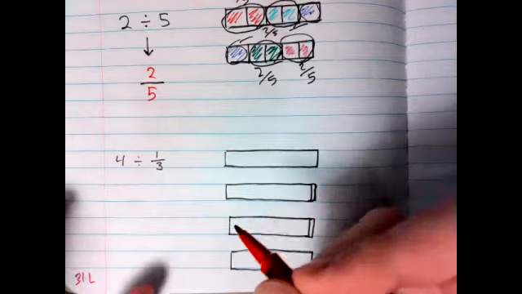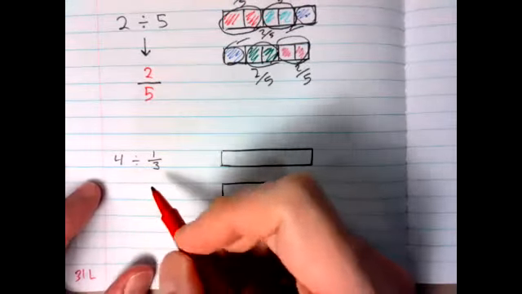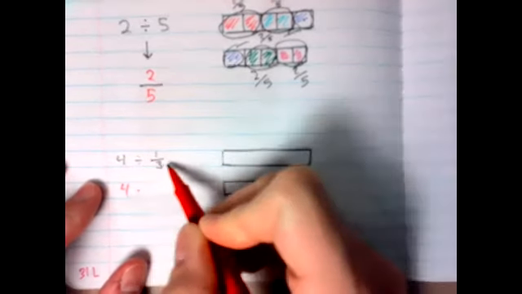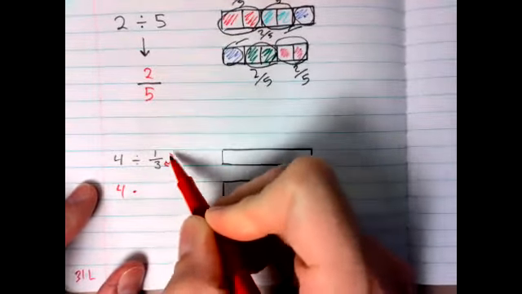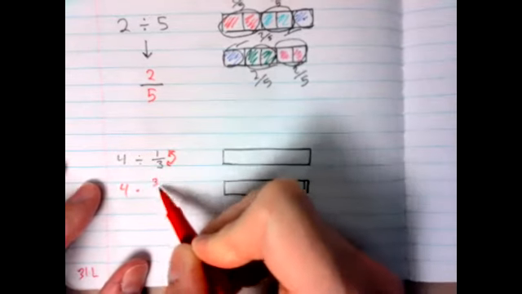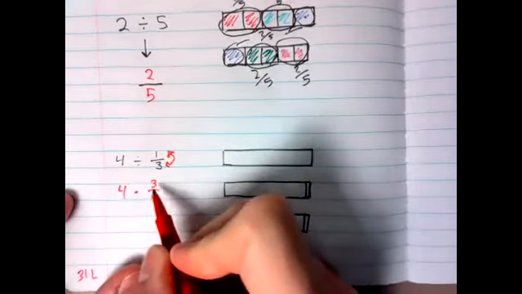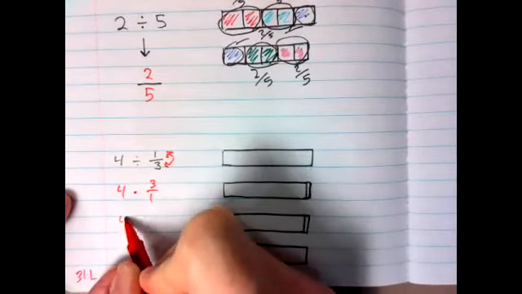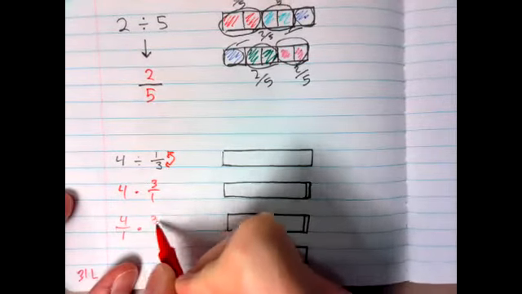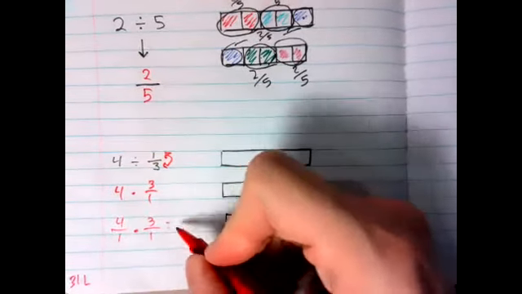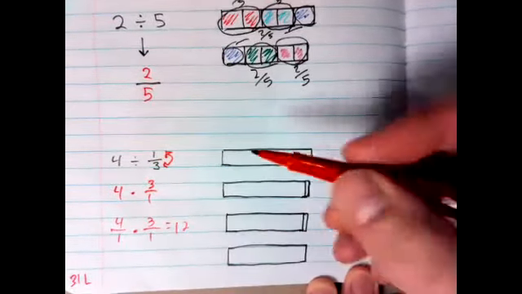So in the last lesson, we talked about it being the same as multiplying. So 4 divided by 1/3 is 4 times, flip it, 3 over 1. Now we've got a much simpler problem. 4 times 3 over 1 is the same as 4 over 1 times 3 over 1. What do we get? 12.